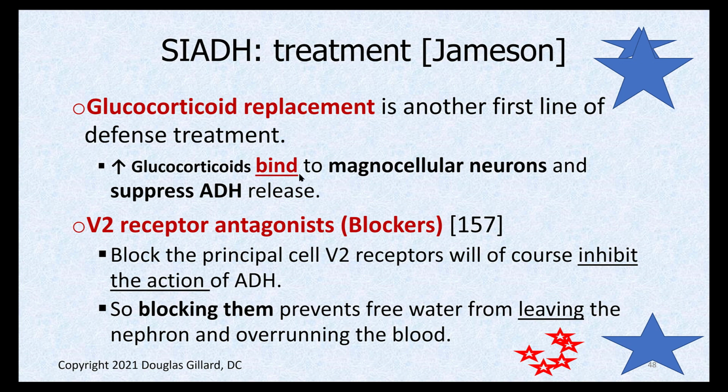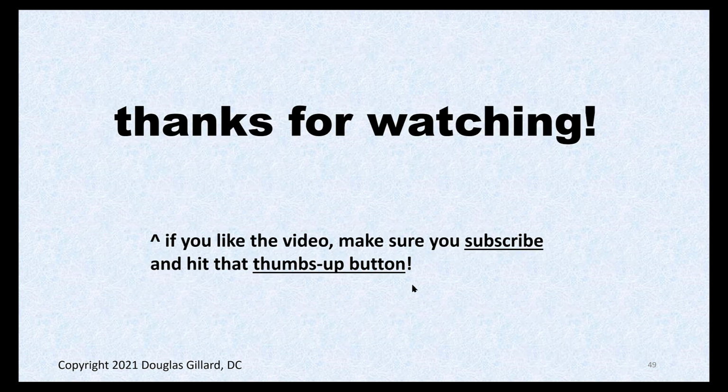Although then you have the problem of having too much cortisol around, and you can start to get Cushing symptoms, which we'll talk about probably next week. We could also go after the V2 receptors that bind the ADH. If we block some of them, then ADH won't have much of an effect. So that will decrease the free water uptake and kind of even things out more.